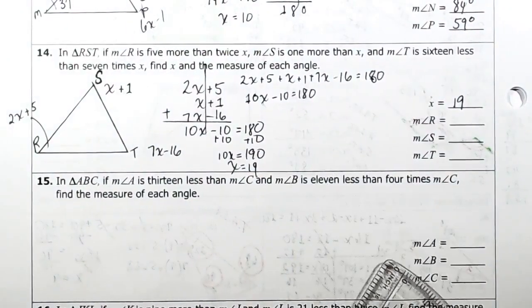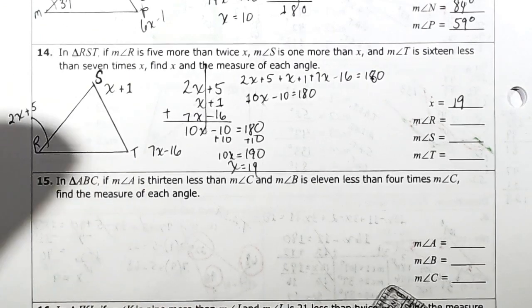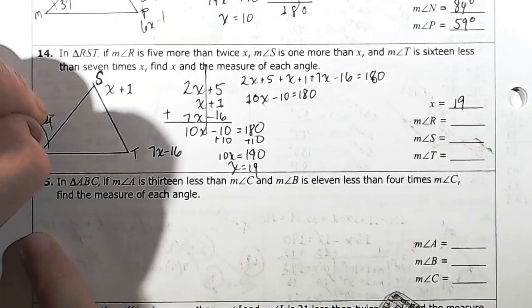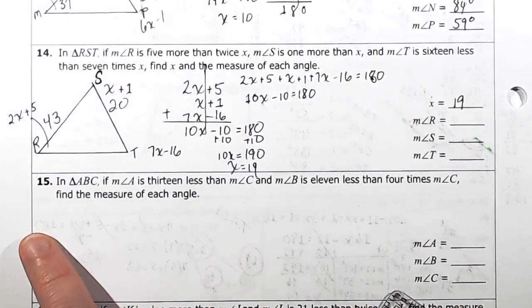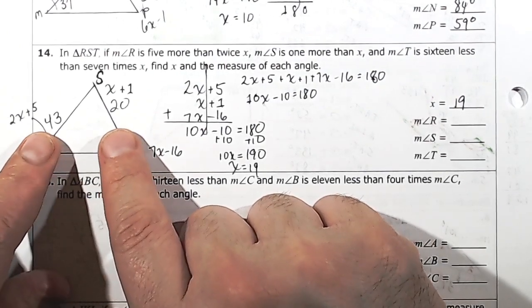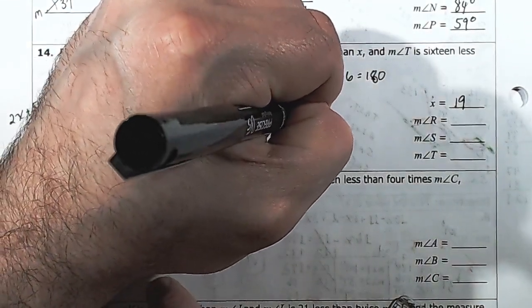That's going to make the math harder. Okay, so 2 times 19 is 38, plus 5 is 43. So this is 43. 19 plus 1 is 20. 7 times 19 minus 16. Well, I actually don't know that one, right? What's 7 times 19? You know what we could do is just add 43 and 20 and subtract from 180. So 43 plus 20 is 63. And let's do 180 minus 63.